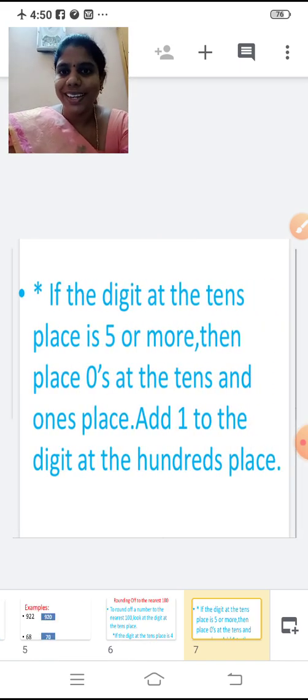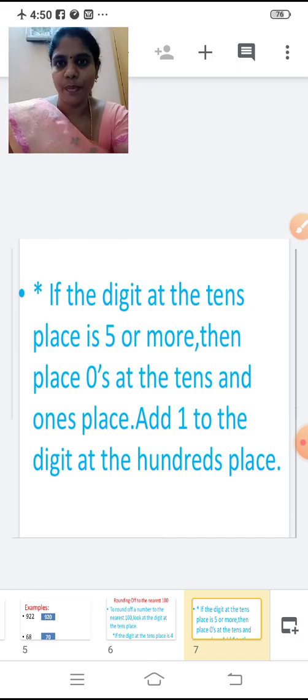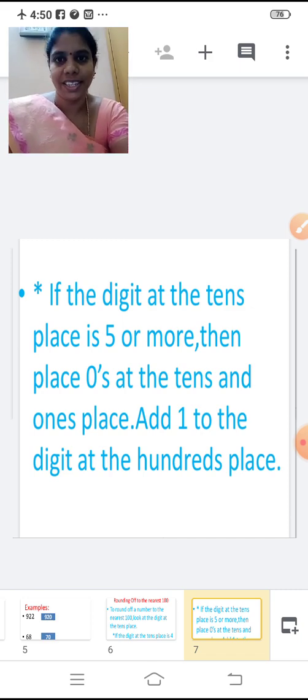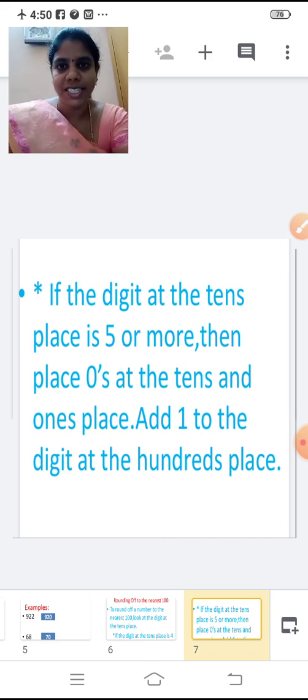If the digit at the tens place is 5 or more, then what you have to do? Place zeros at the tens and the ones place. Add 1 to the digit at the hundreds place.